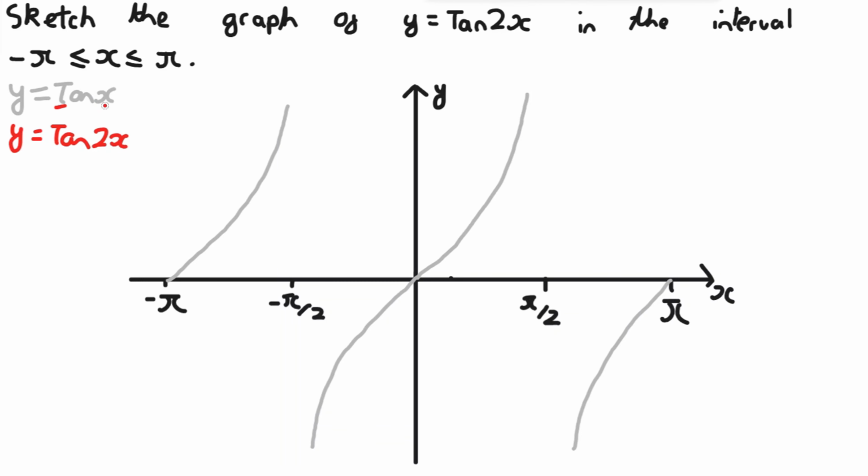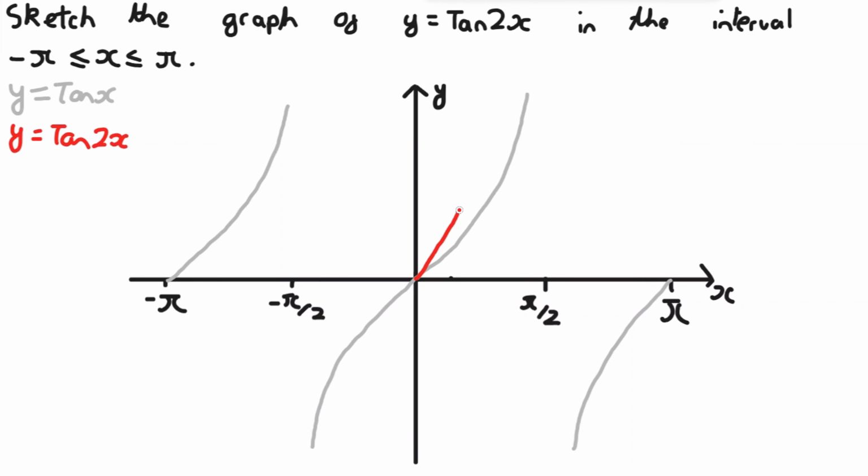So you can see compared to tan of x that this is an inside the function stretch. Remember, go back to transformations if you need a reminder: if it's inside the function, it has the opposite effect of what you're expecting. So it's going to squeeze the graph by 2 in the x direction. Instead of having an asymptote at pi over 2, it's going to have an asymptote at pi over 4.